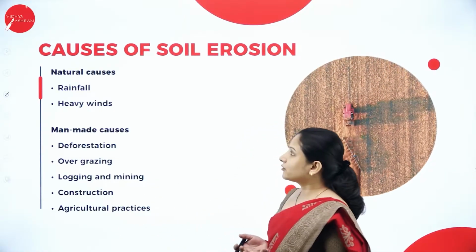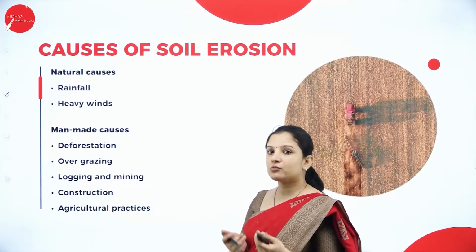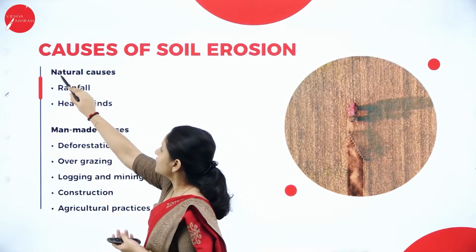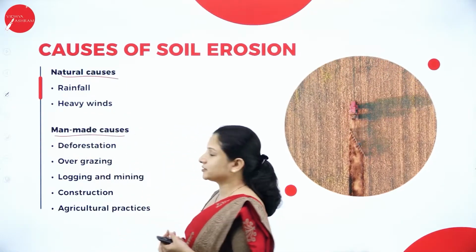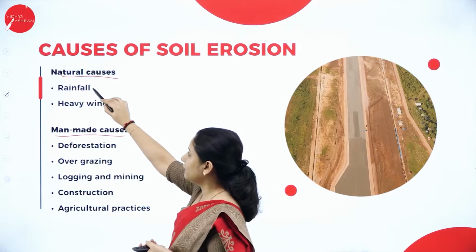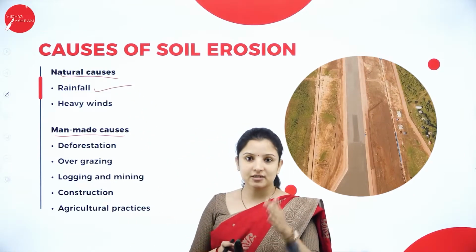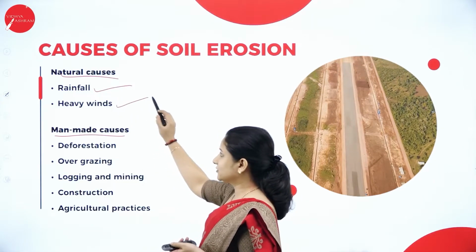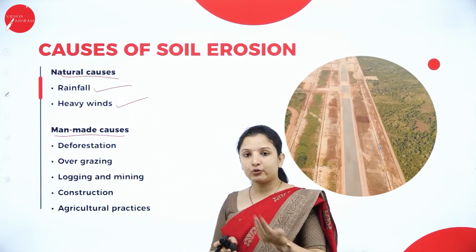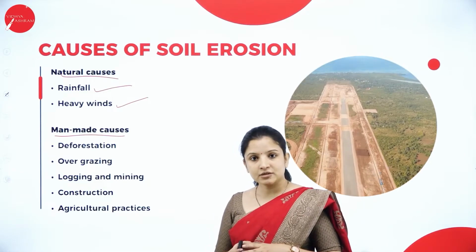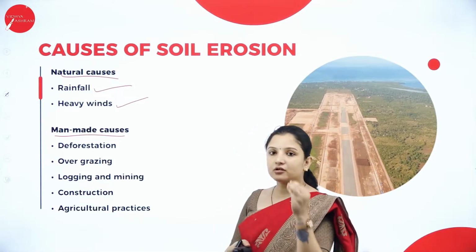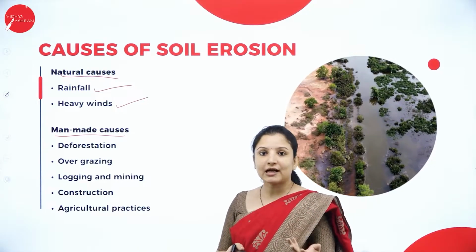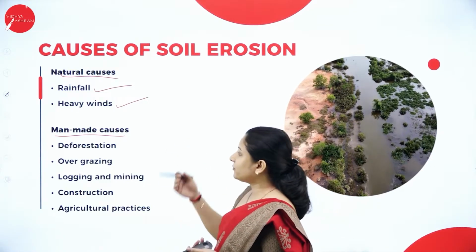Talking about the causes of soil erosion, we can again divide them into two important categories: natural causes and man-made causes. Natural causes include heavy rainfall, which can result in landslides and therefore soil erosion. Next is heavy wind, which can also blow away the top layer of the soil. So soil erosion can be caused by rainfall and heavy winds, which we cannot avoid because they are natural calamities.